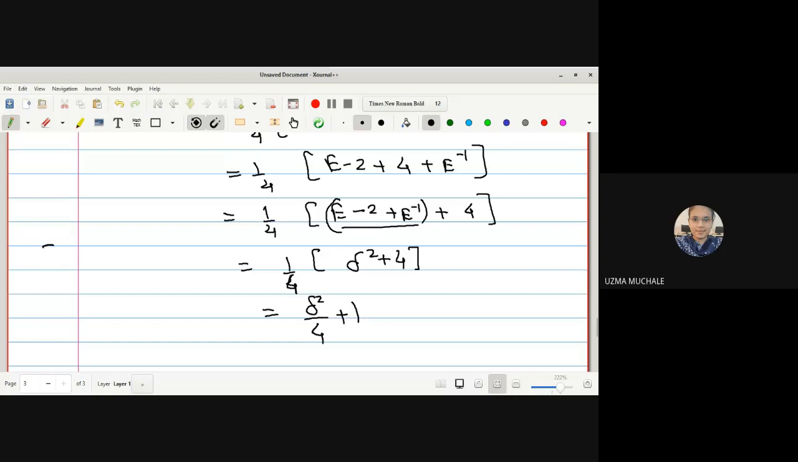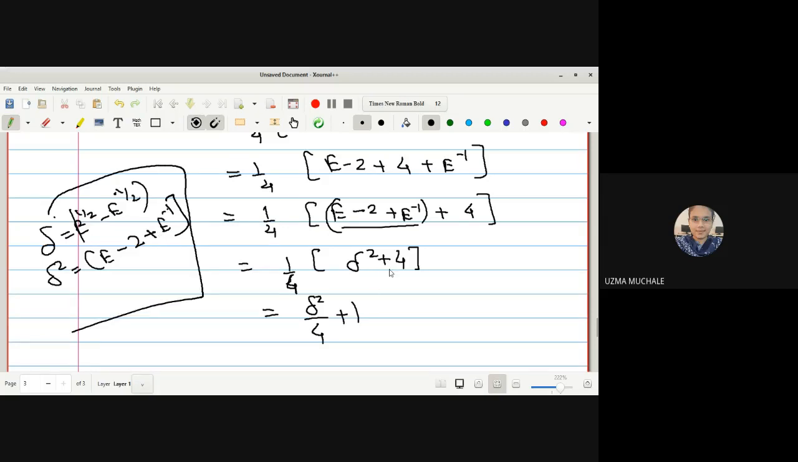If you are confused, you can write this as del is equal to, what is the formula for del? It is e raised to half minus e raised to minus half. Just square it, you will get e minus 2, product of these two, plus e raised to minus 1, and hence the result.